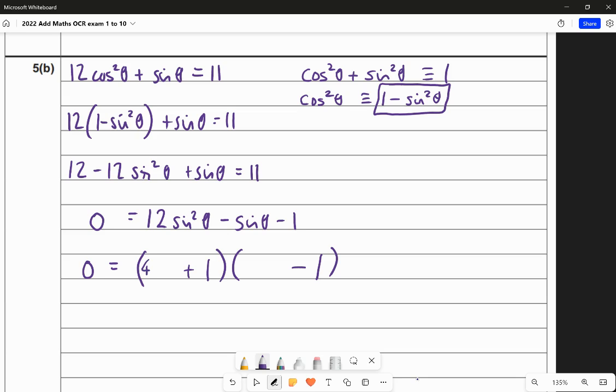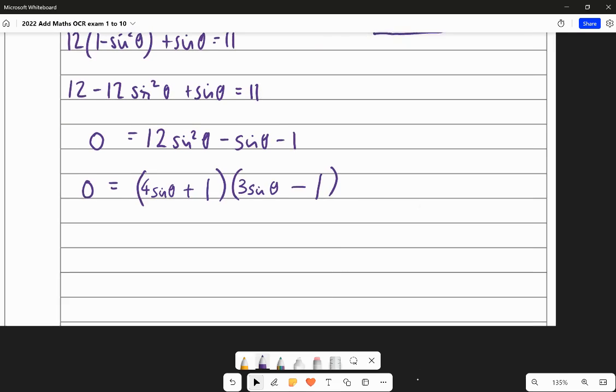So 4 sine theta and 3 sine theta. Let's just see if I've got it the right way around. 4 sine theta times 3 sine theta is 12 sine squared theta. 4 sine theta times negative 1, those two will make negative 4 sine theta. 1 times 3 sine theta is 3 sine theta. And negative 4 sine theta add to 3 sine theta is negative sine theta, which works. So great, I've got the right factorization, so I'm happy there.